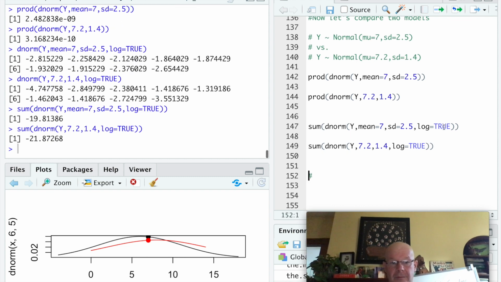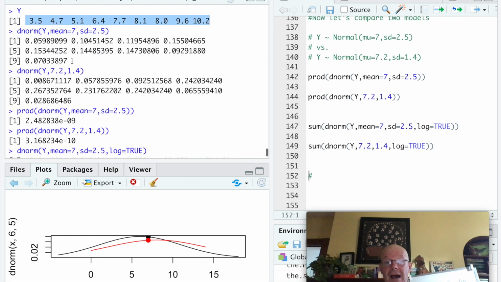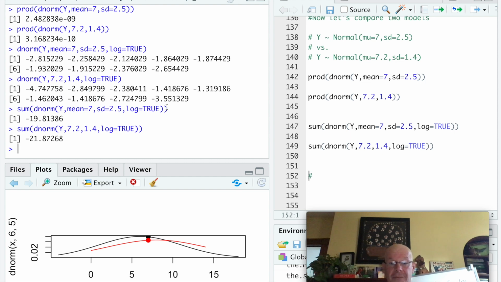Same inference as before, right? Because actually the numbers are the same, they're just in log units as opposed to being in raw probability density units. So we would look at that. This has a higher, let's call it the log likelihood. There is a higher log likelihood that this data right here is drawn from a population with a mean of 7 and a standard deviation of 2.5 than it is drawn from a population with a mean of 7.2 and a standard deviation of 1.4.